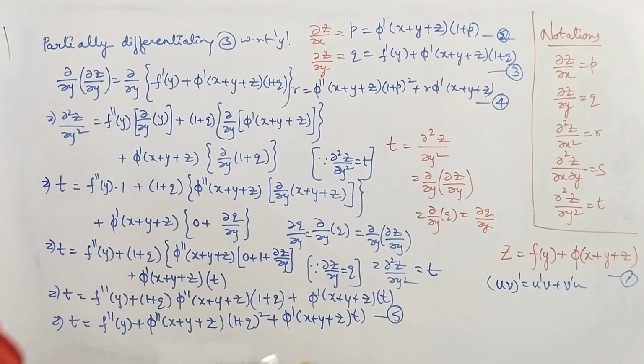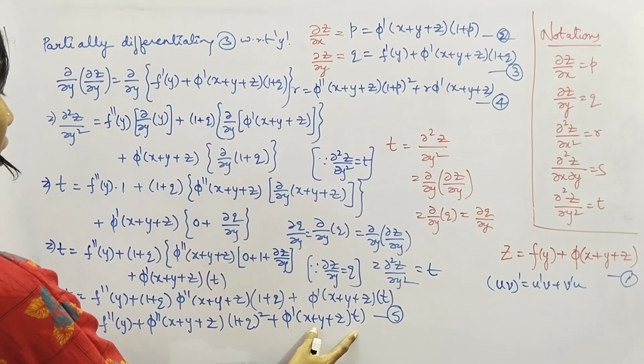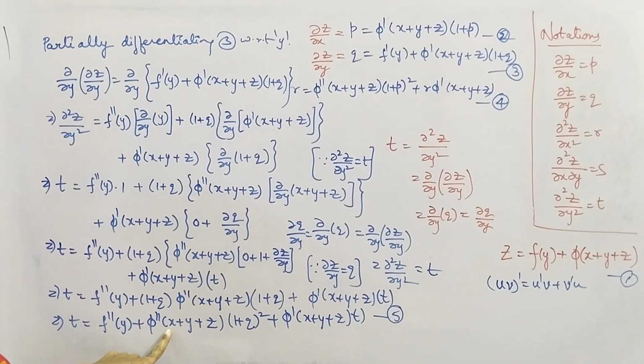And if you can bring this to LHS, you can take t common. That gives us t times 1 minus phi dash equal to f double dash plus phi double dash into 1 plus q whole square. If necessary, we'll use it for further. We'll see that later also.